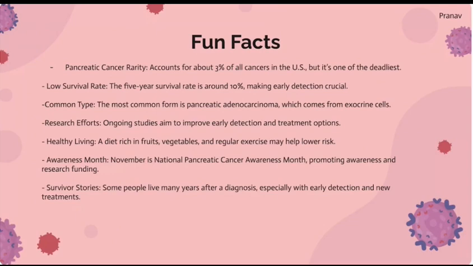The most common form of pancreatic cancer is pancreatic adenocarcinoma, which comes from exocrine cells. Ongoing studies aim to improve early detection and treatment options. A diet rich in fruits and vegetables, and regular exercise, may help lower the risk of pancreatic cancer. November is National Pancreatic Cancer Awareness Month, which promotes awareness and funding for research. And some people live many years after a diagnosis, especially with early detection and new treatments.